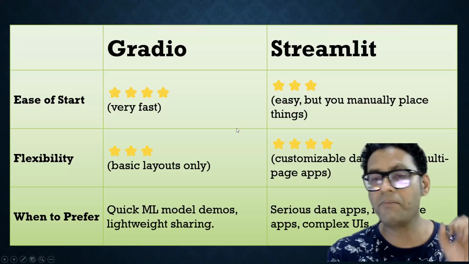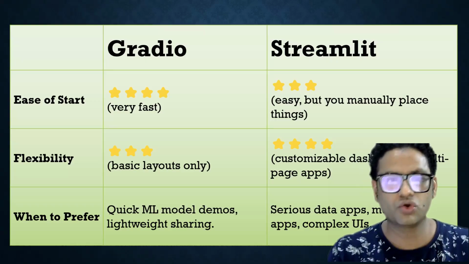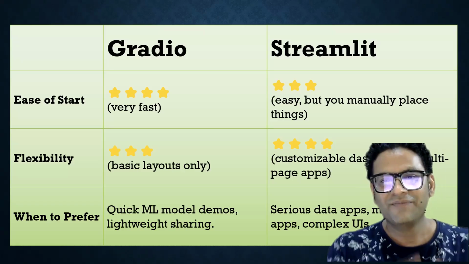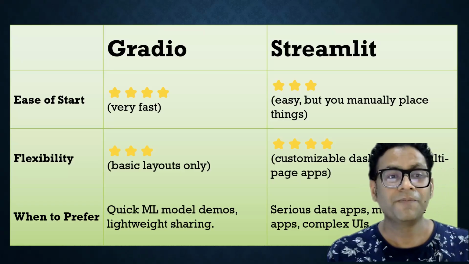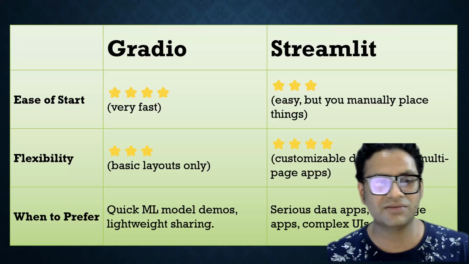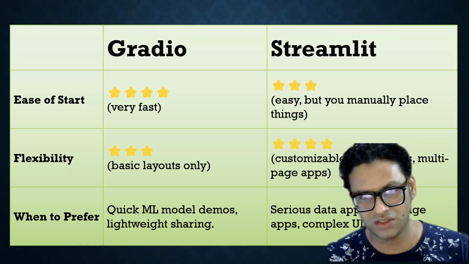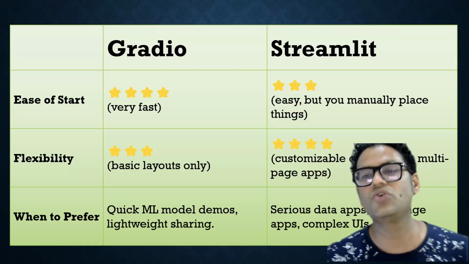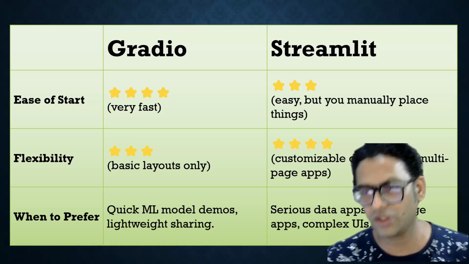So basically it completely depends on what kind of use case you have, and depending upon that, you can go for Gradio or Streamlit, right? This is a very high level comparison which I have done here on three different scales: ease of start, flexibility, and when to prefer, right? So Gradio is definitely very easy and very fast to learn. Streamlit is also easy, but you have to do a lot of things manually, because you have to structure your layout and all those kinds of things.